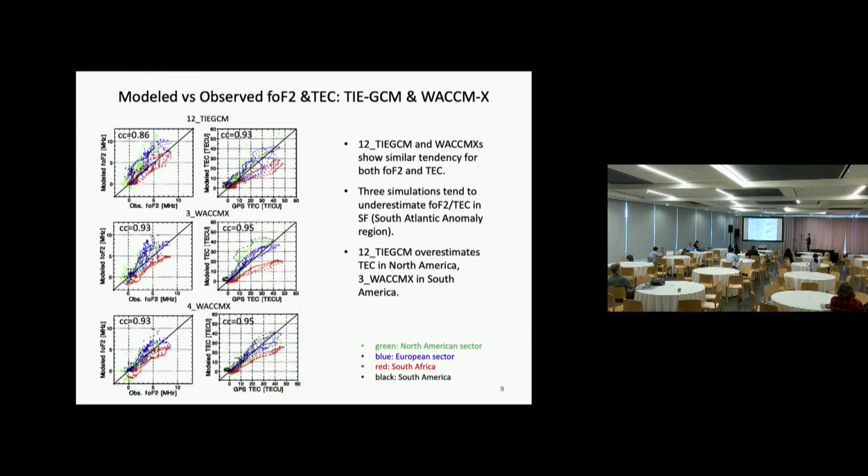Okay, this one is the same as the previous one, but for TIEGCM and WACCM-X with Heelis and WACCM-X with Weimer. The three simulations show a similar tendency, and these three simulations tend to underestimate foF2 and TEC in this red dot, which is for South Africa. Different colors indicate different locations. Also, TIEGCM overestimates TEC in North America and WACCM-X in South America.